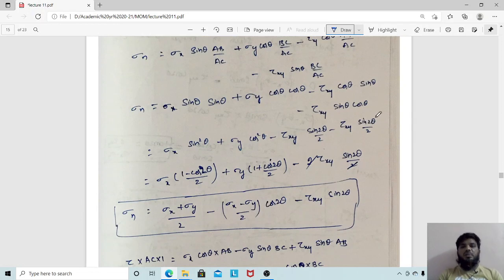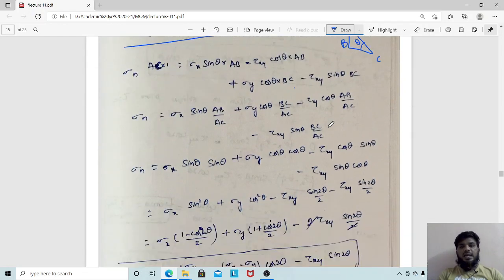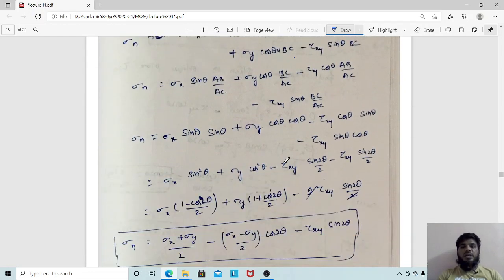So these two are repeating twice and both are having negative signs. So we will take it as minus 2 tau xy sin 2 theta divided by 2. So this gets cancelled. But here we are having sin square theta plus cos square theta. We cannot use this formula because we are having the formula only for sin square theta minus cos square theta, or cos square theta minus sin square theta.